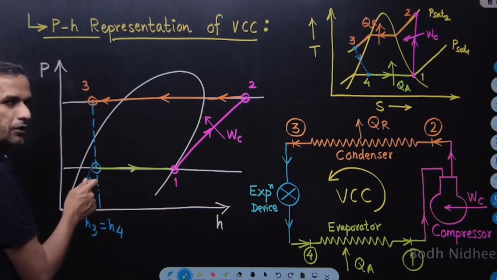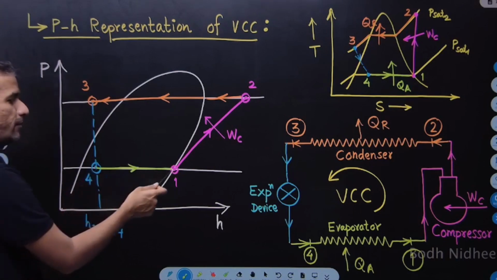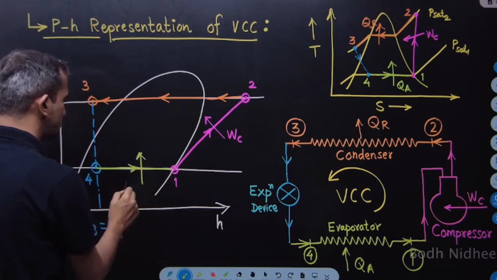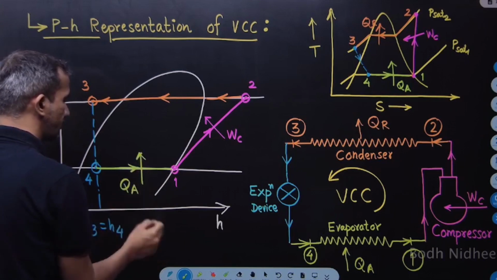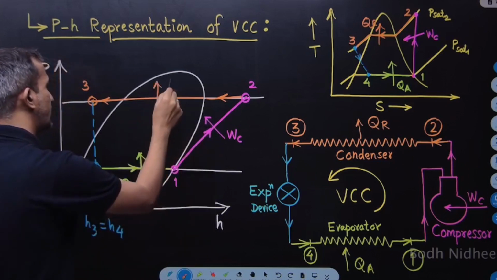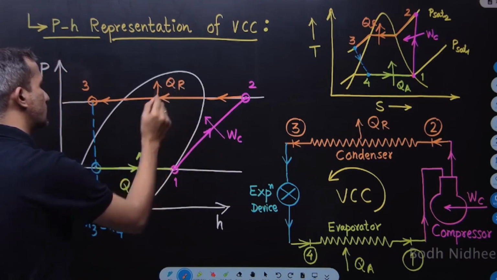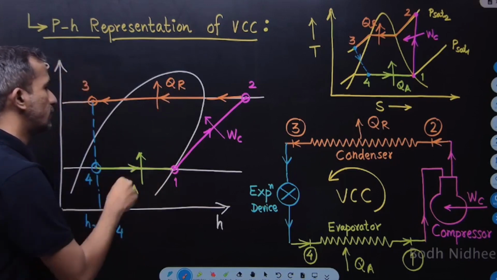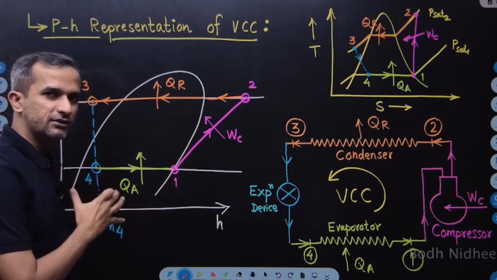The liquid will enter the evaporator, will get evaporated, and it will absorb the heat from the low temperature reservoir. So that is QA. Similarly, the condenser has rejected the heat that we have trapped into an insulated space, and thereby we have achieved the heating effect. So that is how the vapor compression cycle looks on the pH representation.